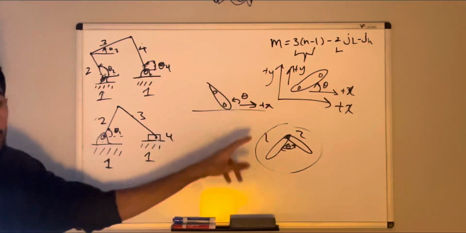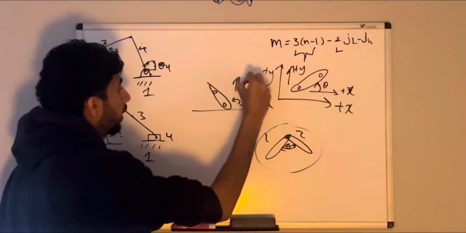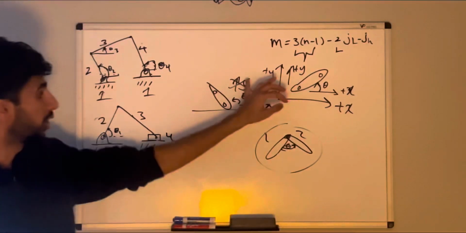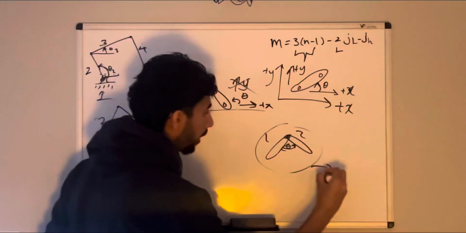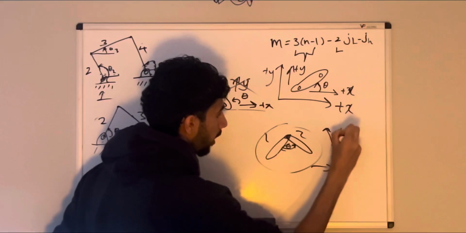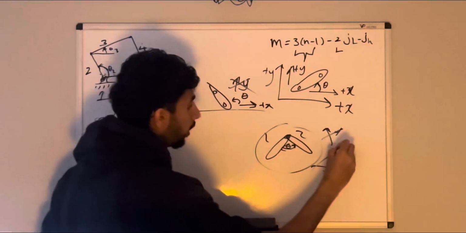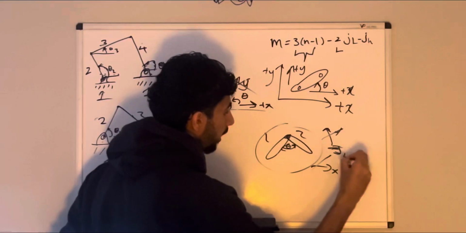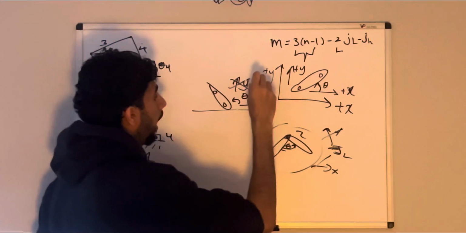It's constrained in only 1 degree. It cannot go in that direction, so it has 1 constraint. As for this one, it cannot go in the x direction, nor the y, so it has 2 constraints. So this would be your lower order JL, and this would be your higher order JH.